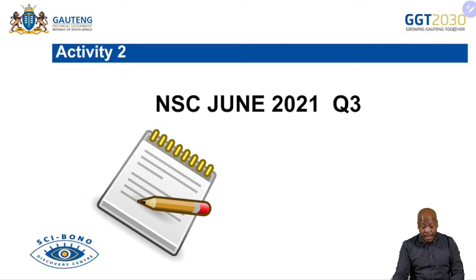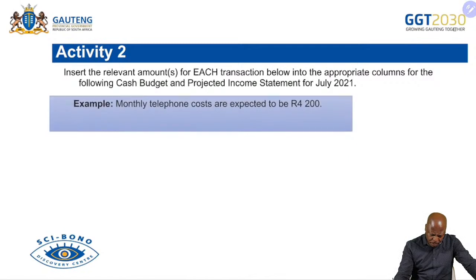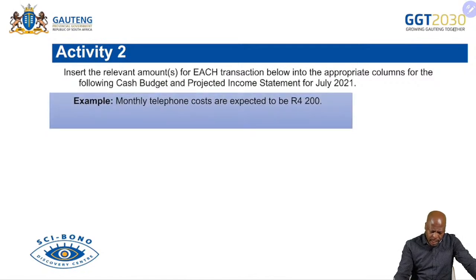Okay, NSC June 2021. Again, question number 3. If you guys are ready, I'm gonna go. Are you ready? Let us go. It says, insert the relevant amounts for each transaction below in the appropriate columns for the following cash budget and the projected income statement. Example, monthly telephone cost expected to be 4,200.